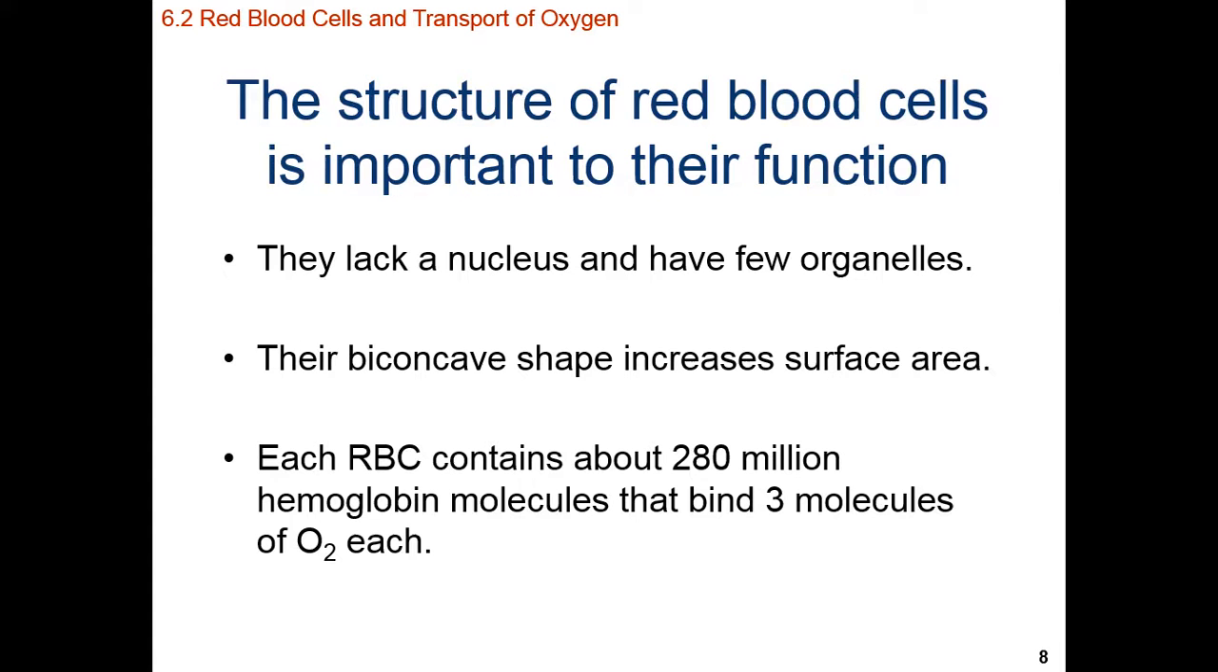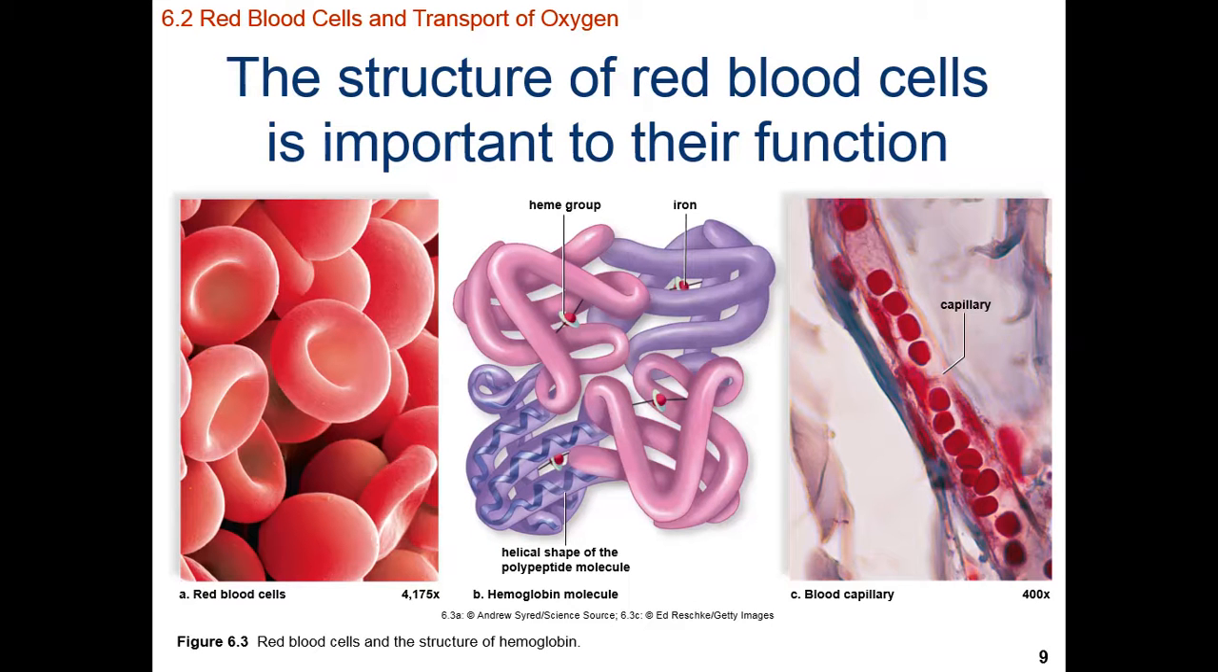and this is a typo here. Each hemoglobin is capable of binding to 4 molecules of oxygen, O2. So each red blood cell is capable of binding approximately 1.2 billion oxygen molecules. Here we can see the dimple, that's the concave shape.